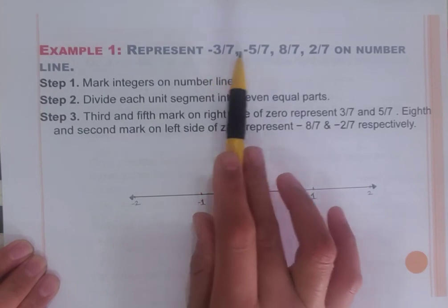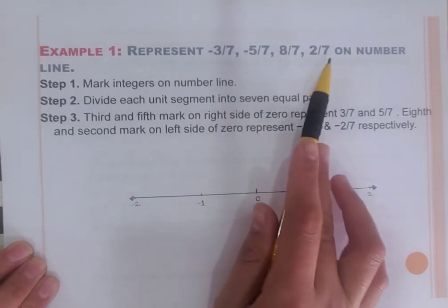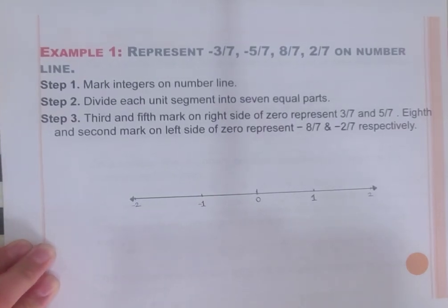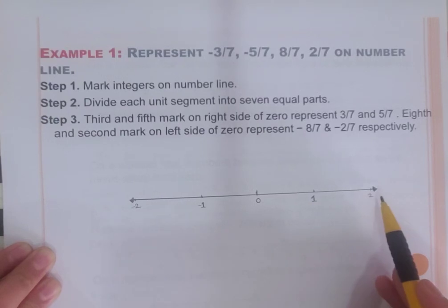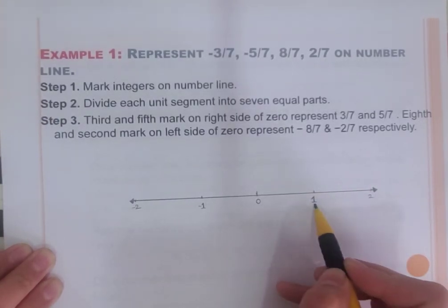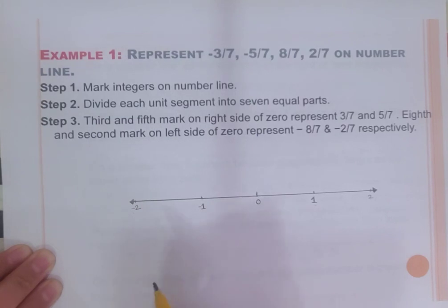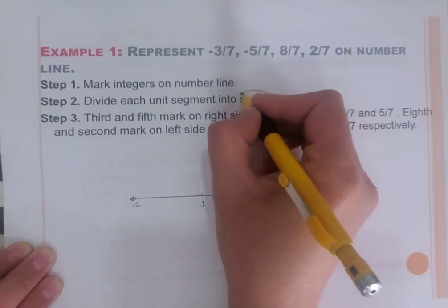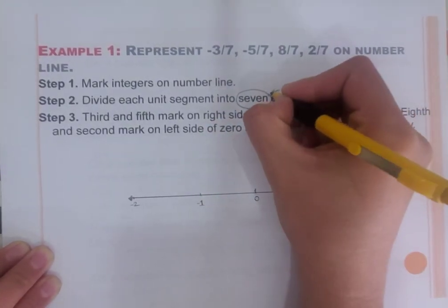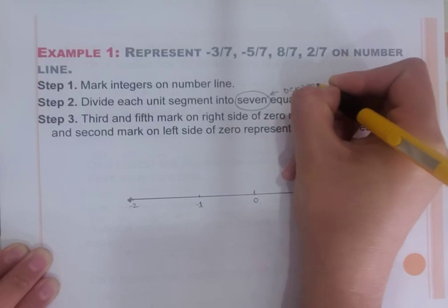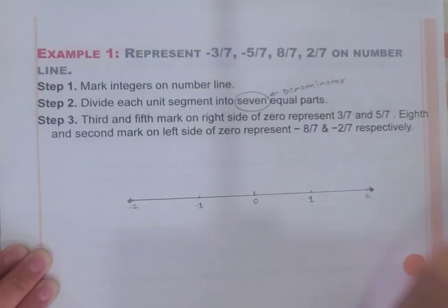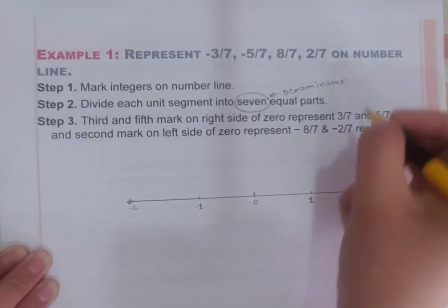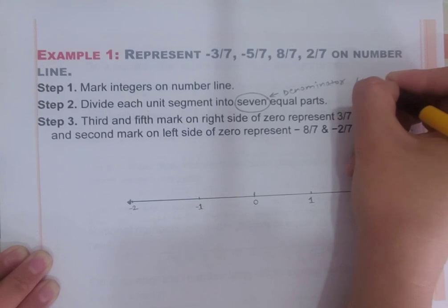Represent minus 3 by 7, minus 5 by 7, 8 by 7, 2 by 7 on a number line. So first step is we have to mark integers on the number line. So we draw a number line. We write integers 0, 1, 2, minus 1, minus 2. Then we have to divide each unit segment into 7 equal parts. Why 7? Because 7 is the denominator.